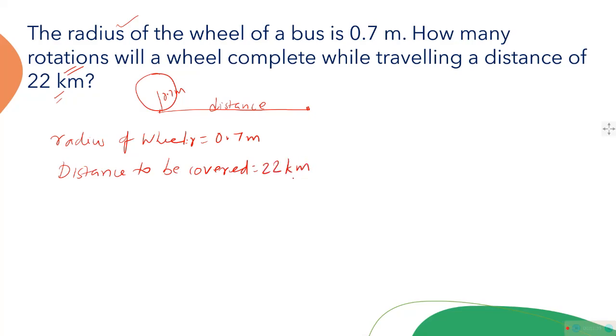My dear students, here it is kilometer, here it is meter. You have to bring both units into same. 22 kilometer into 1000, that means 22,000 meter it is. It is safe to convert into same unit. Now we need to find out circumference so that we can understand how much it will cover in one rotation.